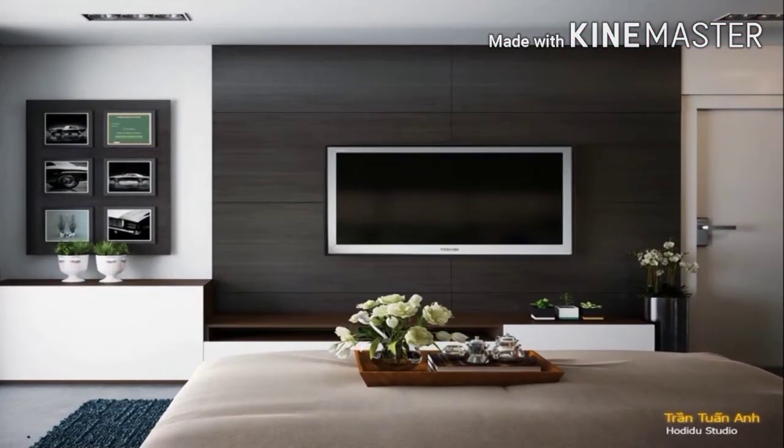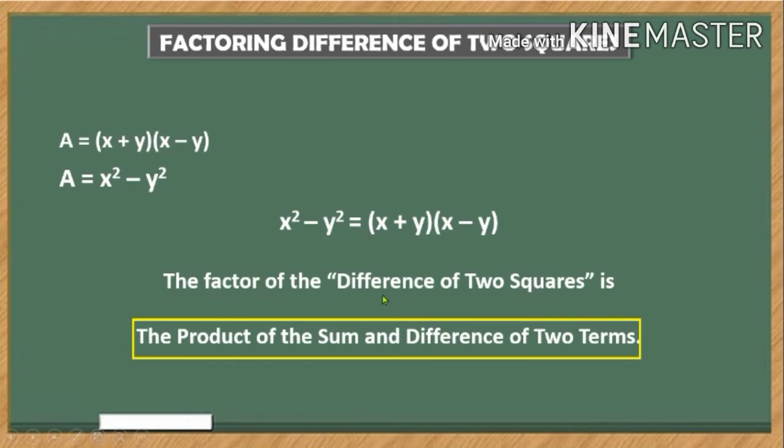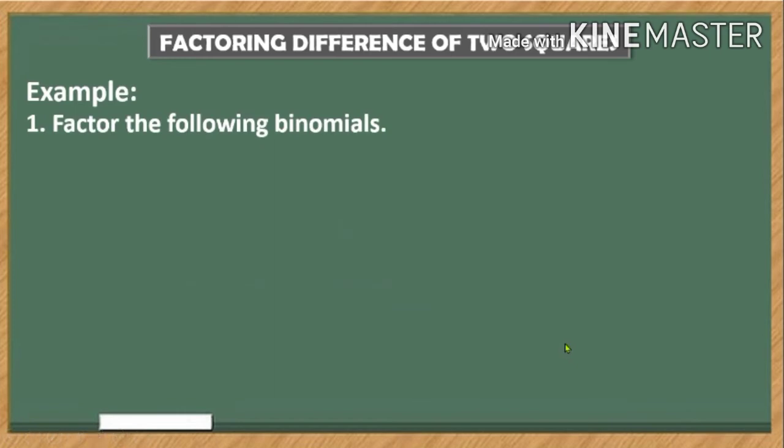And for our main discussion, we have, okay, so, by substitution, we can write these two equations as one. So we have the factor of the difference of two squares is the product of the sum and difference of two terms. So let's proceed to our example number 1.